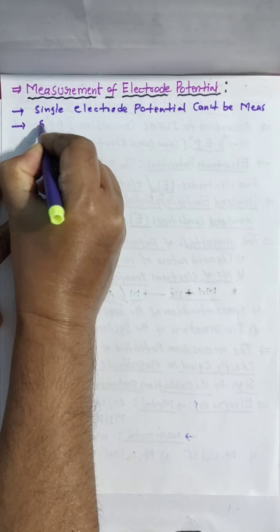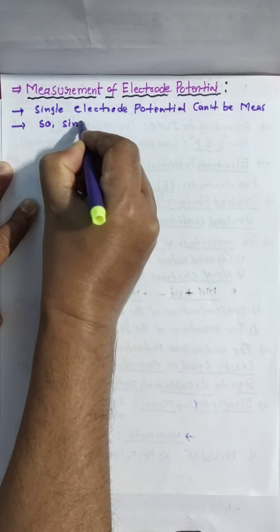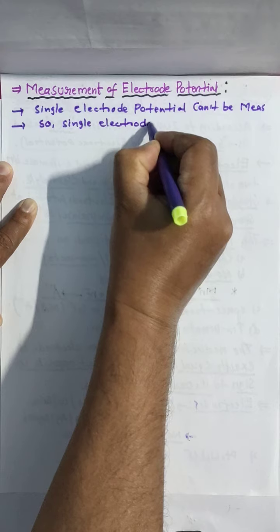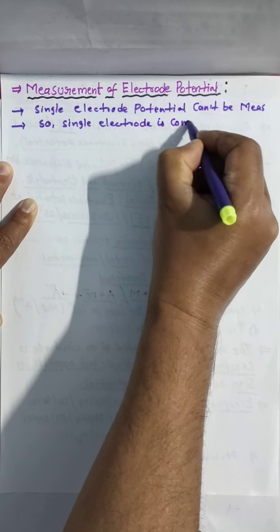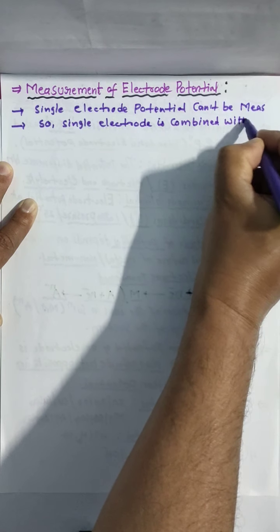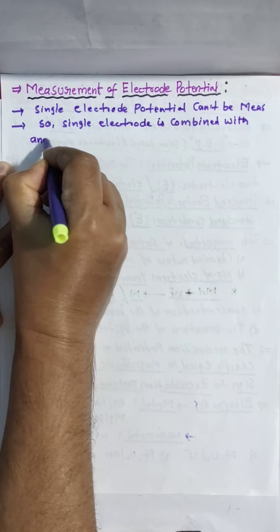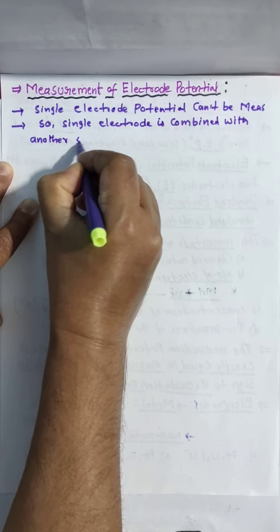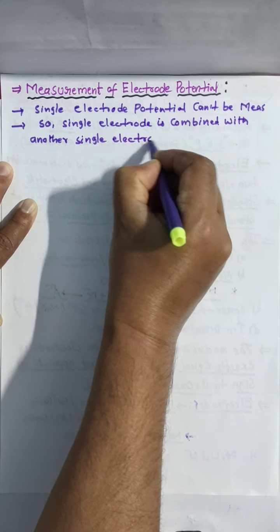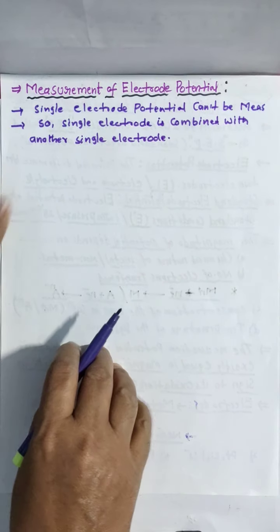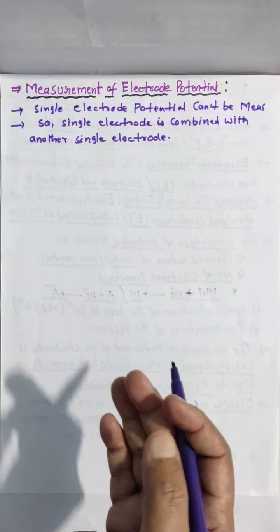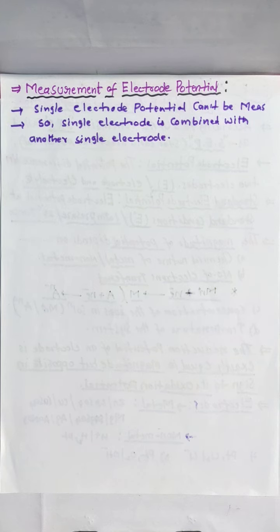So a single electrode is combined with another single electrode. It is impossible to determine the potential of a single electrode. That's why we have to combine that single electrode with another single electrode.